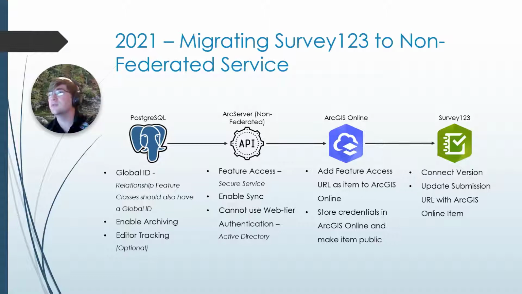So what we do, like I said, we have Postgres. If you have MySQL or Oracle, I think you can do this as well. But all we had to do was add a global ID to our feature class. Since we did have some attachments, you have to add a global ID to those as well. Enable archiving. We also always enable editor tracking.